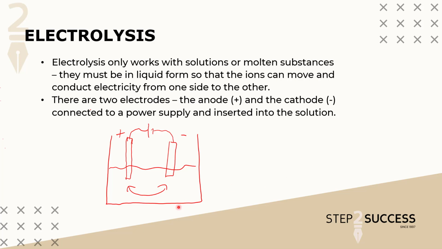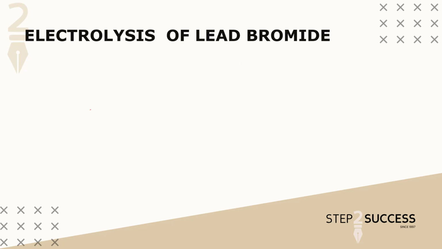Let's now talk about a specific electrolysis that you need to be aware of. So, the electrolysis of lead bromide is what we're going to do. Before I go into too much detail here, I'm going to talk about how lead and bromine actually became what lead bromide is. Lead bromide is PbBr2.